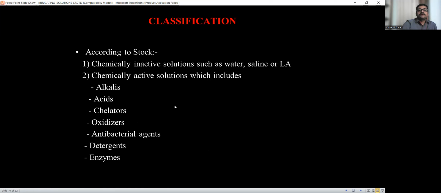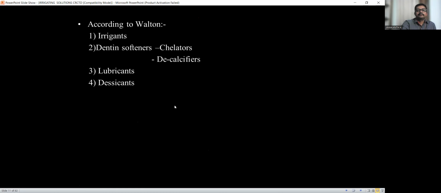Now let us go into the classification of irrigants. According to Stock, it is classified into chemically inactive solutions such as water, saline, or LA, and chemically active solutions, which include alkalis, acids, chelators, oxidizers, antibacterial agents, detergents, and enzymes. According to Walton, irrigants are classified into dentin softeners, where you have chelators and decalcifiers, then lubricants, then desiccants.